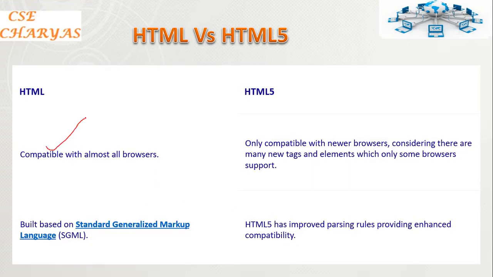HTML is compatible with almost all browsers, whereas HTML5 is compatible with newer browsers like Safari, Mozilla, etc. Considering many new tags were introduced in HTML5, there are elements which only some browsers can support, that I already explained. HTML5 has improved parsing rules providing enhanced capability, whereas HTML is built based on Standard Generalized Markup Language. This is all about HTML and HTML5.